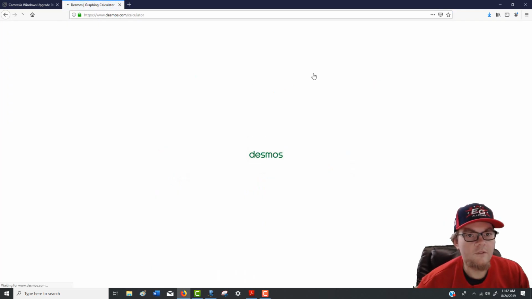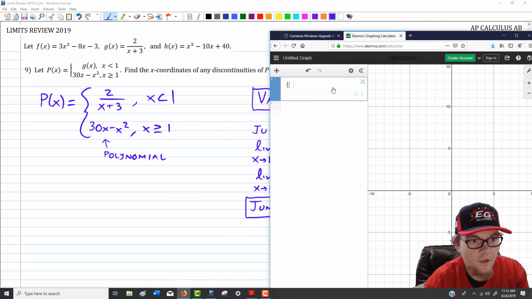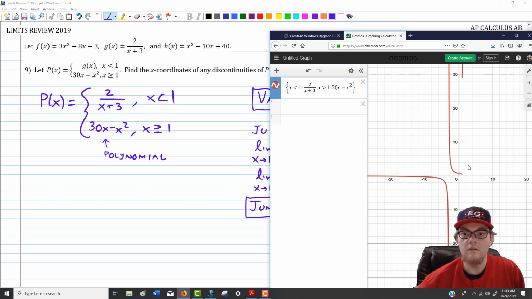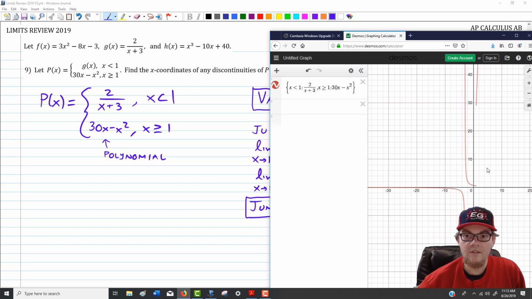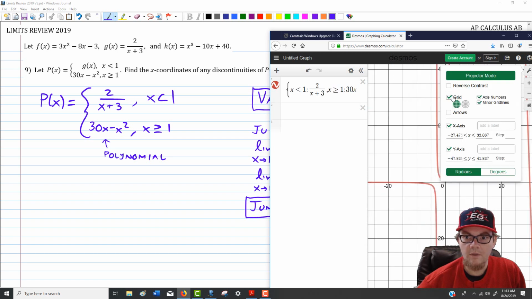Boom. Okay, so if we try to graph this thing really fast, we've got 2 over x when x is less than 1, which is 2 over x plus 3. And when x is greater than or equal to 1, we have 30x minus x squared. So, yeah, we can see two things here. We can see there's an asymptote right there. Try to make it a little bit clearer.